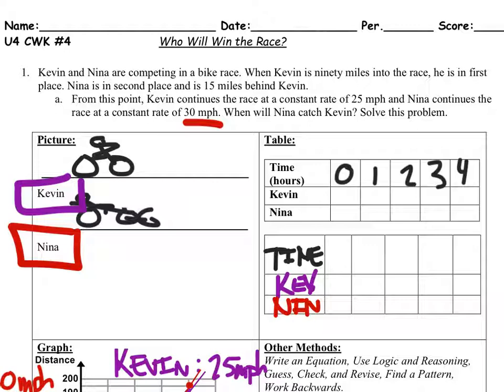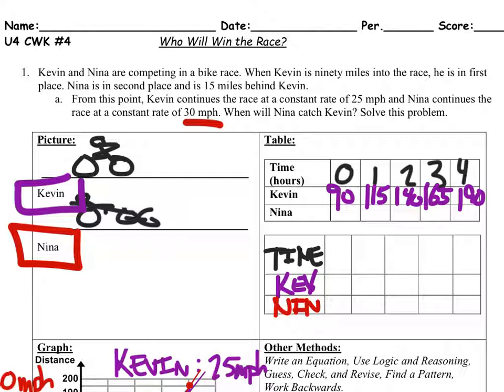But in any case, how far has Kevin gone at 0 hours? 90, right? How about 1 hour? So we just add 25 to that, right? 115. Then another 25 miles, 140, right? Am I doing that right? Yeah, that should be good. And then another 25. That's when they met at 165. And then another 25, they start drifting apart. 190. Yep, now they're drifting apart.